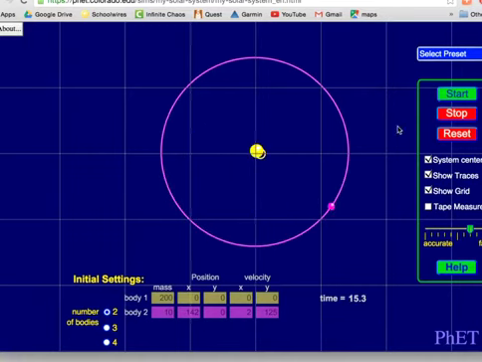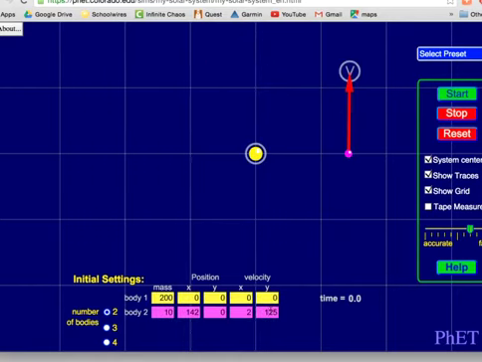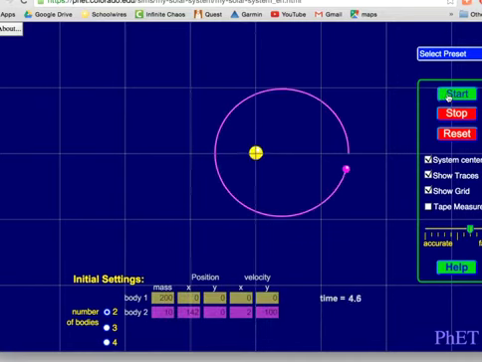Turns out, however, if I stop this, reset it, and reduce the initial speed of the planet, hit start again, we still have an orbit here, but it's actually not a perfect circle. This axis is longer than this axis. This shape is called an ellipse, kind of a stretched out circle.